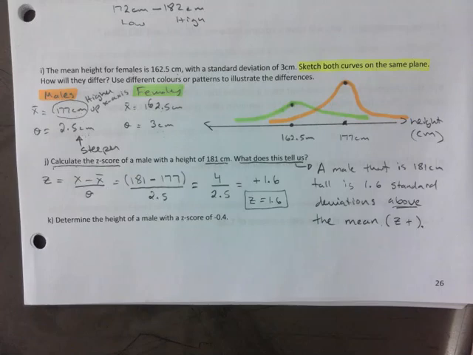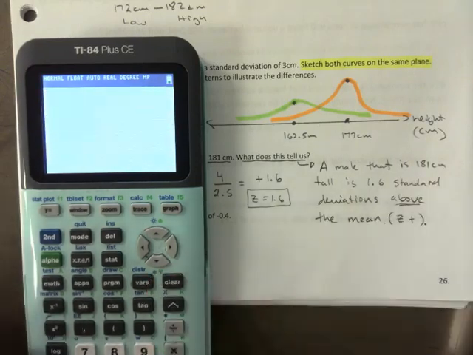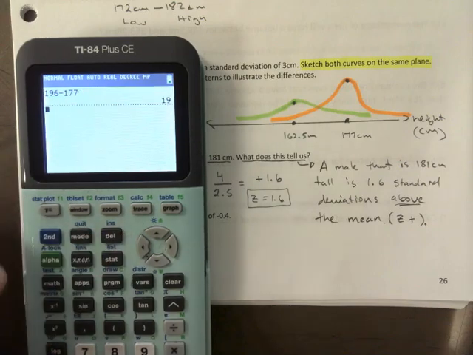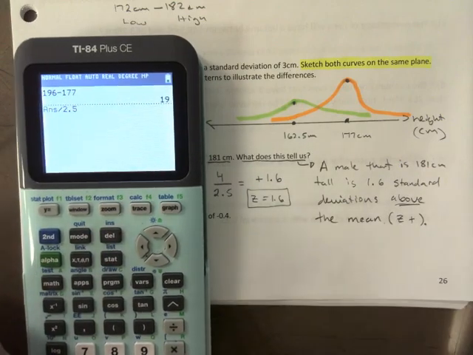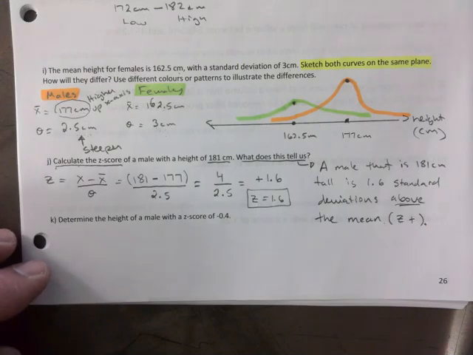I'm 196 centimeters, I think, last time I checked. So if you do the math, what would that be? 196 minus 177, divided by 2.5. 7.6, according to this, is my z-score. So does that mean I'm tall?